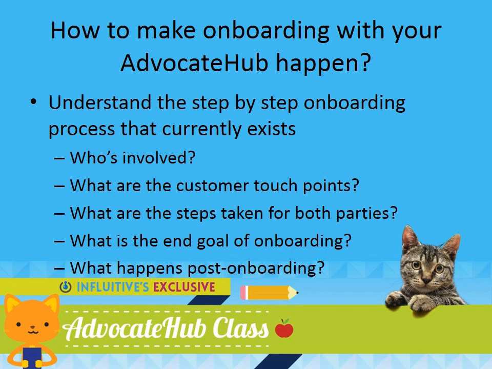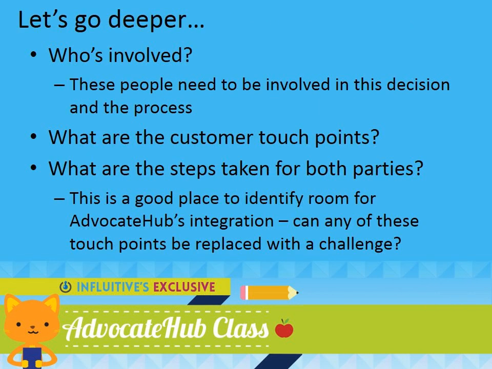First of all, you want to understand who's involved. What are the customer touch points? What are the steps taken for both parties? What's the end goal of onboarding, and what happens beyond that? So we'll go a little deeper here. First, who's involved? You want to find out who on your team is involved in the onboarding process. A, you don't want to step on any toes. B, these people need to be involved in the decision and also the implementation. You need to understand the AdvocateHub, and they're often the best situated to pinpoint where there's room to change the existing process to either improve it or make it a little more scalable.